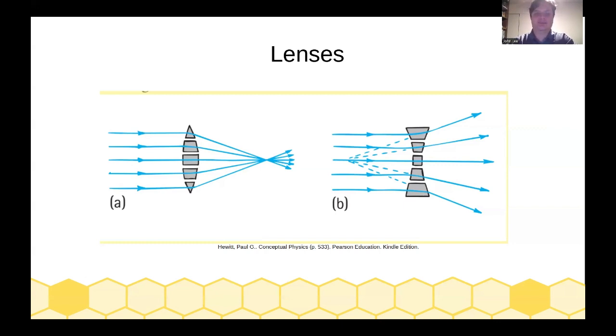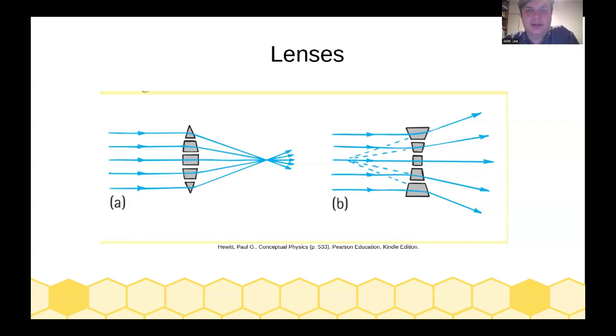A diverging lens, on the other hand, makes it so that all of the light that comes in parallel looks like it's going to be coming away from a certain point, even though that light never actually passed through that point. So a converging lens creates real images, which means that you can see them on a screen, and a diverging lens just creates images that look like they're real or that look like they came from a certain place, even though the light never actually traveled from that place.